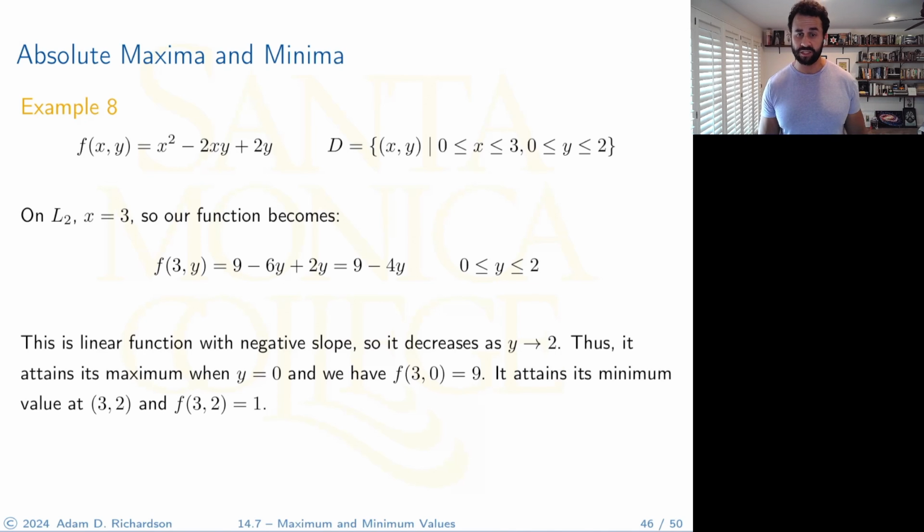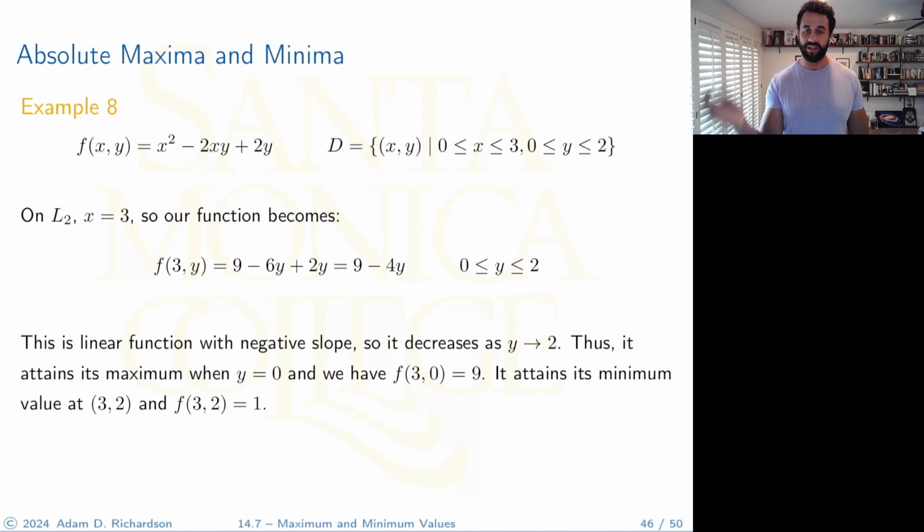Kind of a similar argument as before. This is a linear function, but it's got negative slope, so it's going to be decreasing as y goes from 0 to 2. Because it's a decreasing function, it achieves its maximum when y is 0, and its minimum when y is 2. So when y is 0 and x is fixed at 3, f of 3, 0 is 9. When y is 2 and x is equal to 3, f of 3, 2 is 1.